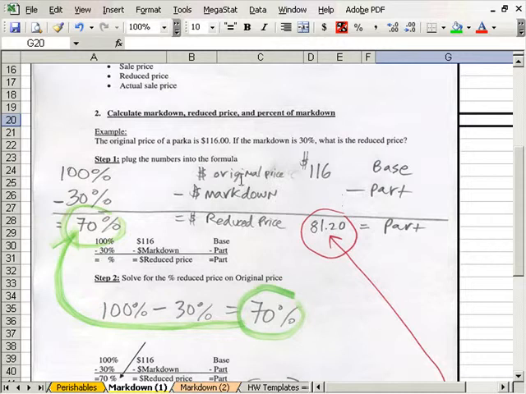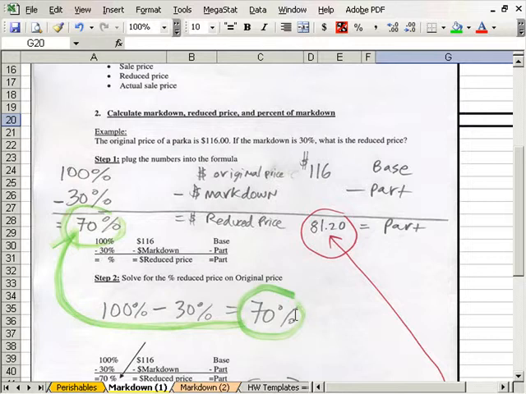Hey, here's our little template. Original price minus markdown equals the reduced price. So original price is always going to be the base. So we put 116 there, or 100% there. It says a markdown of 30%, boom. We put that right there, but it's minus. Subtract it to get the 70%. Notice this is base and part and part. These two are always going to add up to the base, just like 30% and 70% add up to 100%.